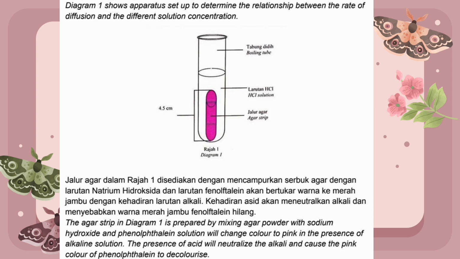Again, we are going to use the same example as the previous example in video part 1, whereby the experiment is to determine the relationship between the rate of diffusion and the different solution concentration. The agar strip in diagram 1 is prepared by mixing agar powder with sodium hydroxide and phenolphthalein solution that will change color to pink in the presence of alkaline solution. The presence of acid will neutralize the alkali and cause the pink color of phenolphthalein to decolorize. And in this case, the acid we are going to use is hydrochloric solution.